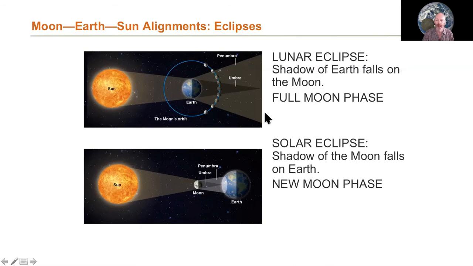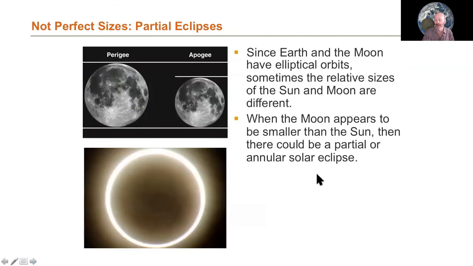Lunar eclipses happen regularly because the Earth's shadow is big and the moon goes through the shadow here. That only ever happens at a full moon phase. Solar eclipses are more rare because notice the shadow here from the moon is much smaller and doesn't always actually reach all the way to the Earth. So that can only happen during a new moon phase. So we often get those things in tandem with each other.